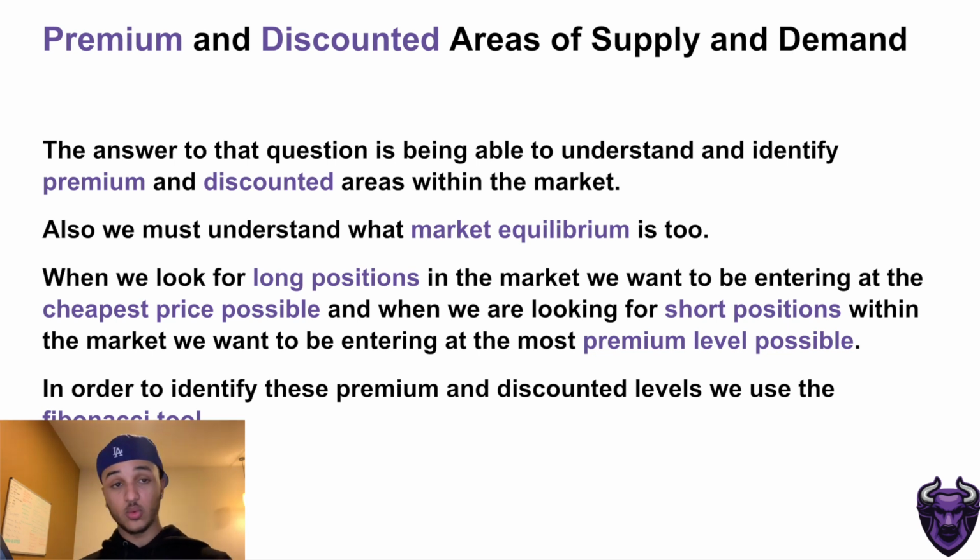The same applies when we're looking for short positions. We want to be entering at the most premium level, so pricing areas of the Fibonacci above the market equilibrium. I'll be covering what the actual percentages are within the Fibonacci that we'd be looking out for when marking up areas of supply or demand and understanding whether they're premium zones or not. In order to identify this, like I said, we use the Fibonacci tool.